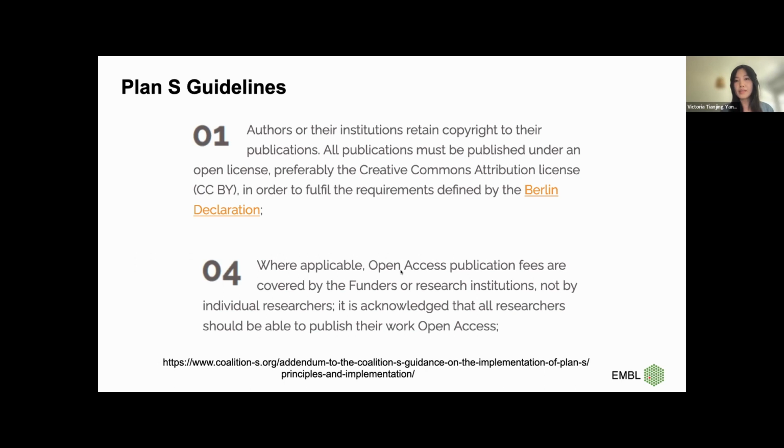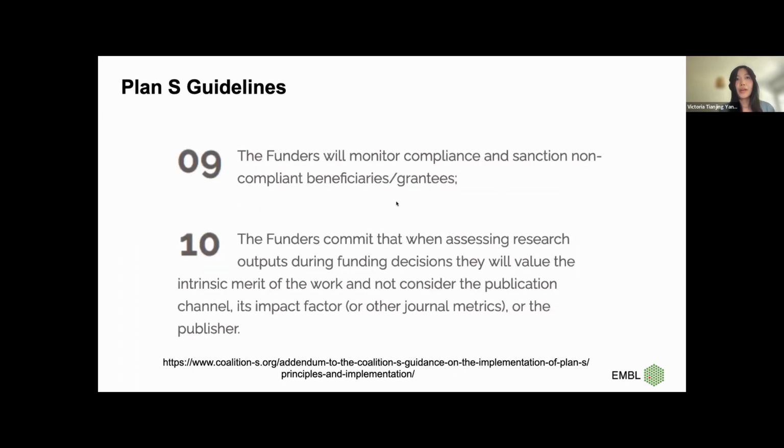These open access fees really can be quite a lot. They can range anywhere from 1,000 to 10,000 US dollars at the moment. Funders will also monitor compliance and non-compliance for those who receive grants. And they also commit to, when assessing research outputs, valuing the work altogether and not considering only the publication channel, not only the journal that it's published in.